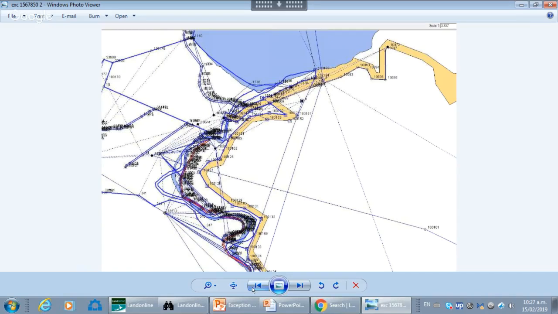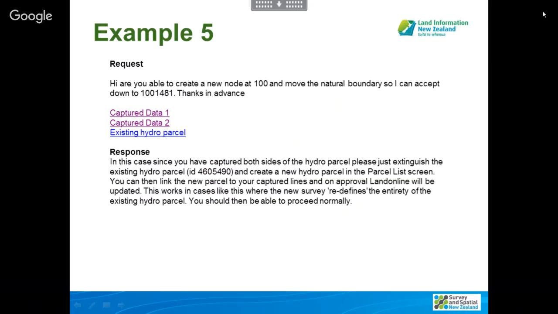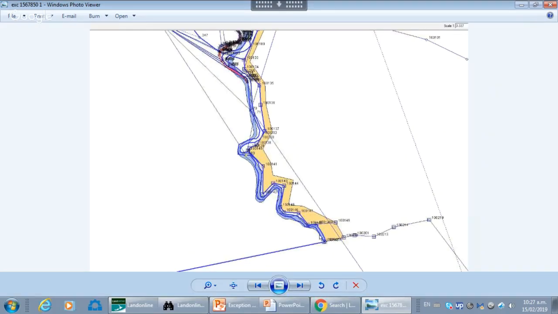So when we investigated this, we realized that there's no need for us to change Landonline in this case, because the new data set is defining both parcels, both banks of the hydro parcel. So effectively, the extent of the hydro parcel is being redefined. And I'll just go back to this one. So the marks are linked at the bottom, they're linked at the top. The exterior of the survey extends out to the road. Everything on the left-hand side is being defined.